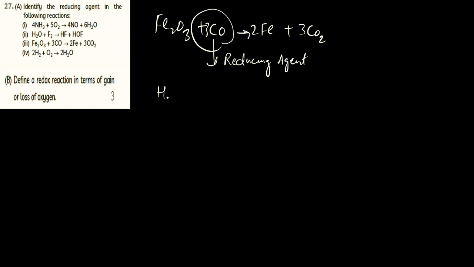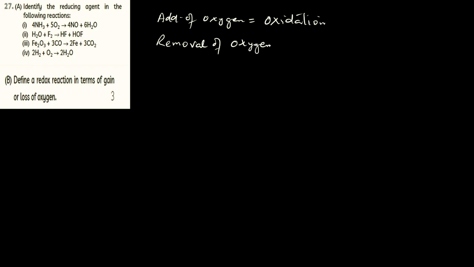Now here hydrogen reacts with oxygen, produces water. So in this reaction, hydrogen gas is the reducing agent. Reaction in terms of gain or loss of oxygen. A redox reaction has reduction as well as oxidation reactions going on simultaneously. Those reactions are called redox reactions. Addition of oxygen, that's oxidation, and removal of oxygen, that's reduction.